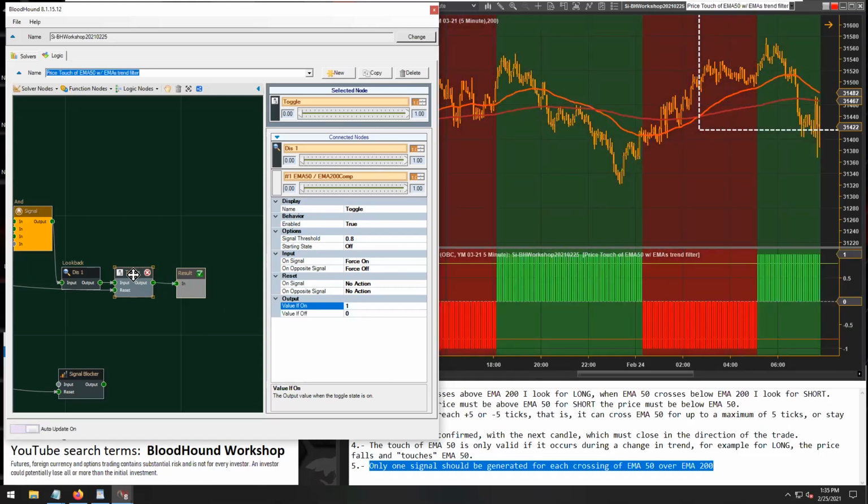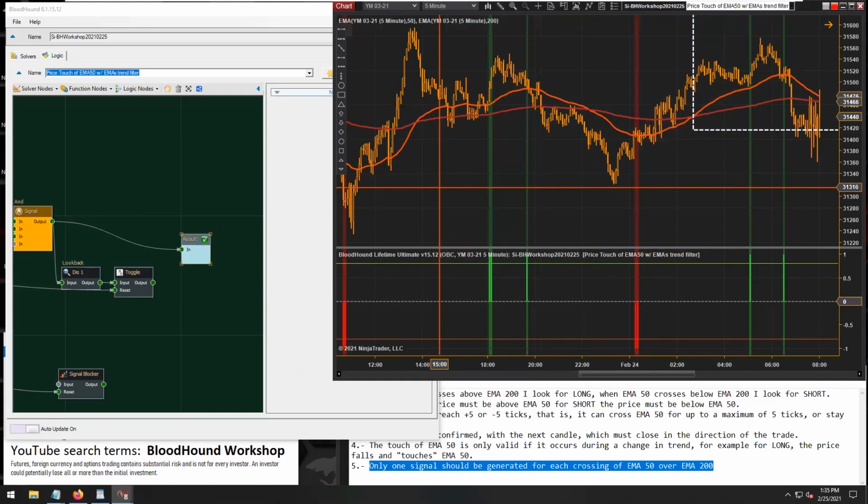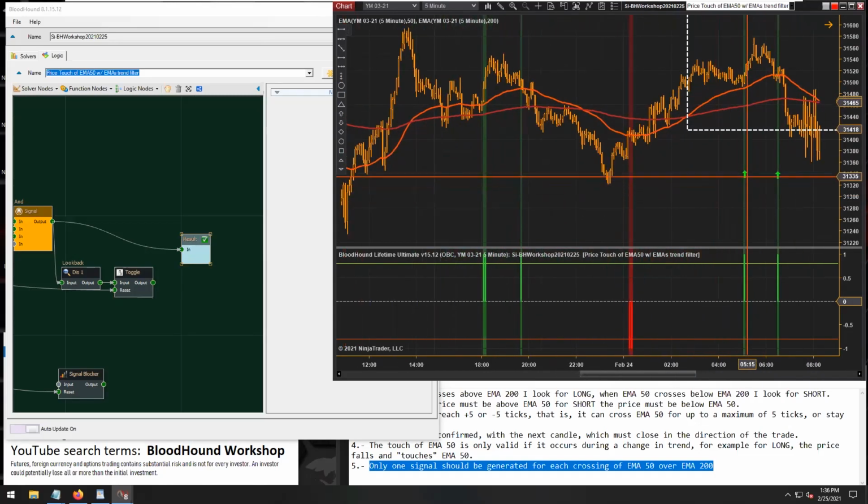So what the toggle node's doing is, here, there we go. Let's mark those long signals. There we go. So there's two, right? Here's our two long signals within this uptrend. So remember our little rectangle is identifying our uptrend, right?